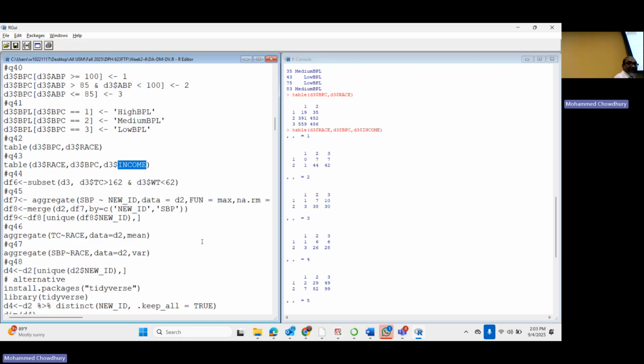I want to create a data where total cholesterol exceeds 162 and weight is less than 62. I want to focus on the research of those people who have weight less than 62 kg, and total cholesterol of 162. Okay, these are some benchmark levels, some red line levels. I want to subset this data. I want to focus the study on this data.